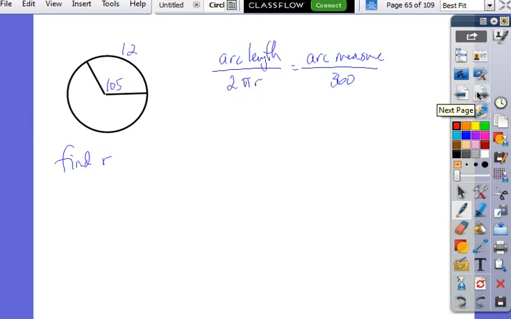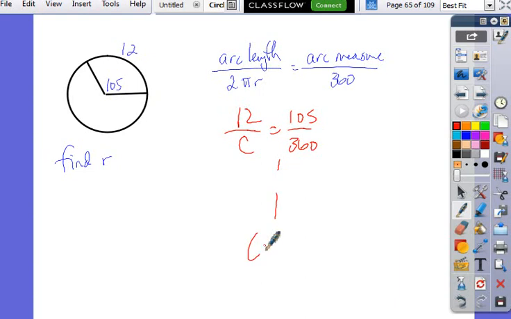If it says find r, what are we going to do first? Find the circumference first, doing the same process as before. Then plug that number in, divide by 2 pi.